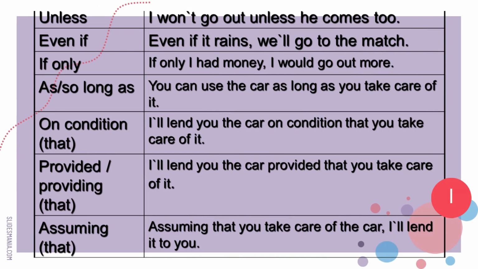Use of unless. I won't go out unless he comes too. Use of even if. Even if it rains, we'll go to the match. Use of if only. If only I had money, I would go out more. Use of as long as or so long as. You can use the car as long as you take care of it.